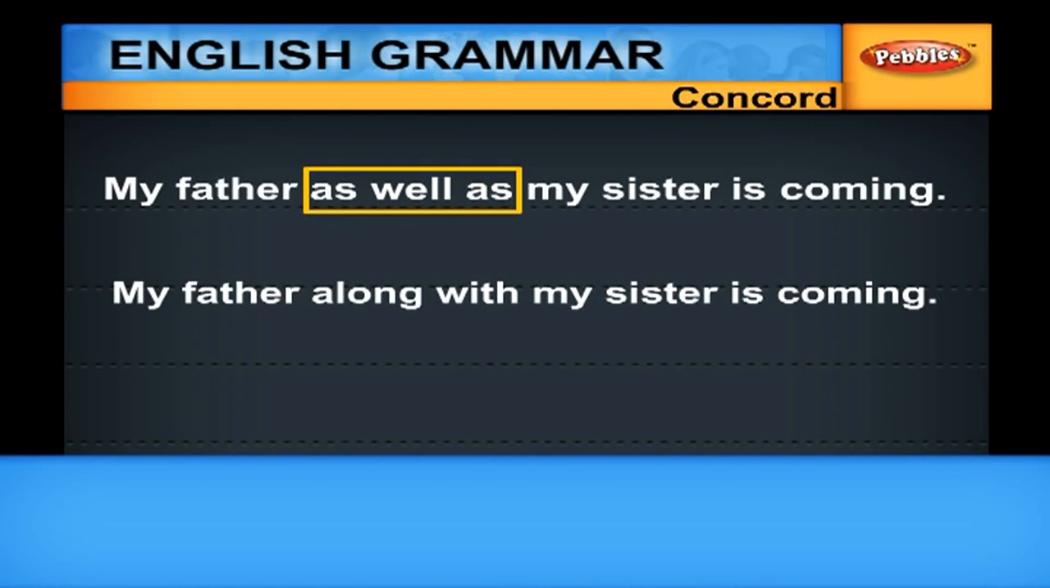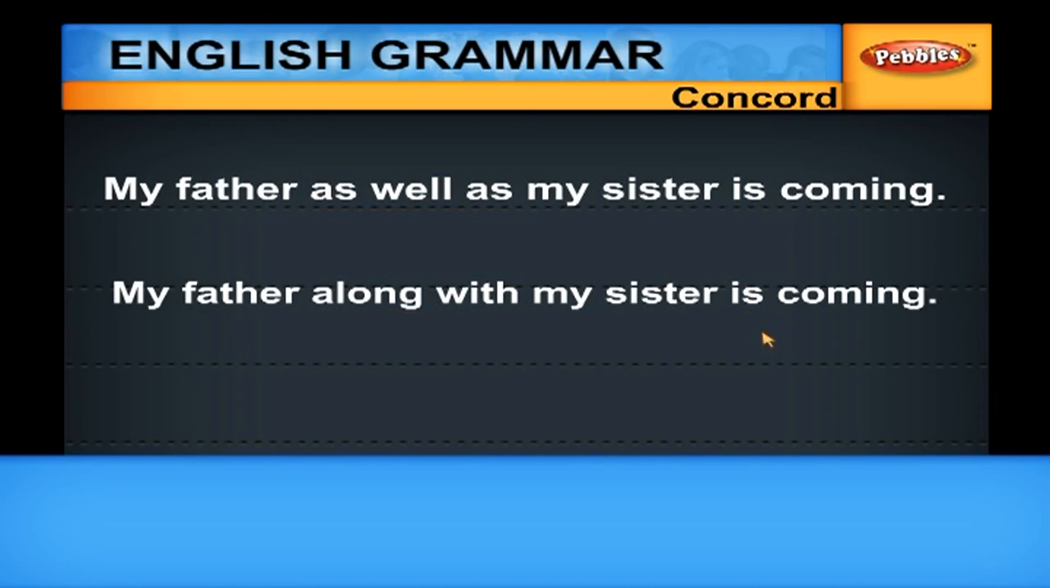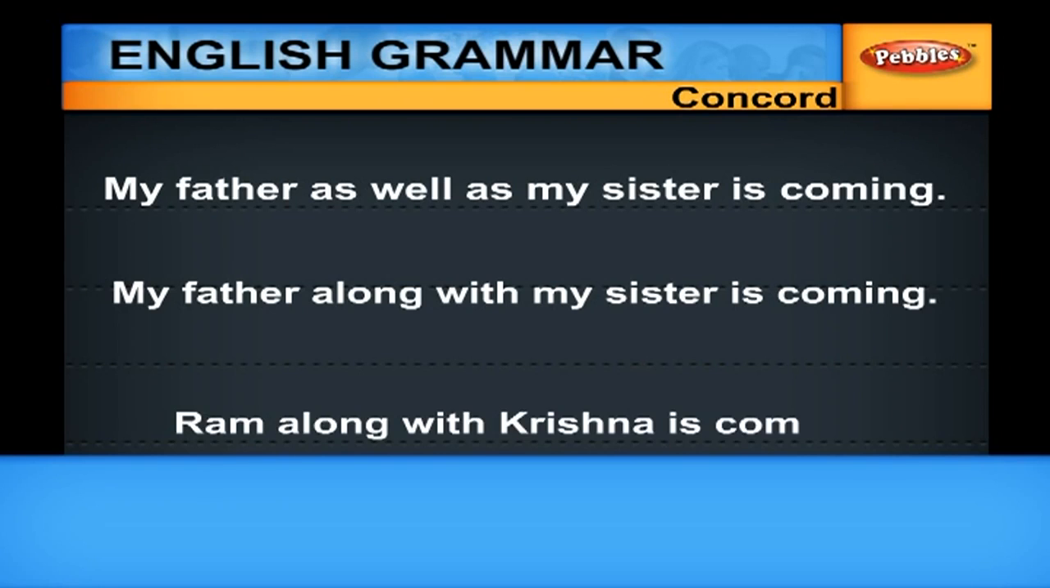Sometimes we use as well as or along with to link two singular nouns. In that case, we use singular helping verb. My father as well as my sister is coming. My father along with my sister is coming. Can you see the difference? Similarly, when I say Ram along with Krishna is coming, you have to give only a singular verb and not a plural one. Please pay attention.